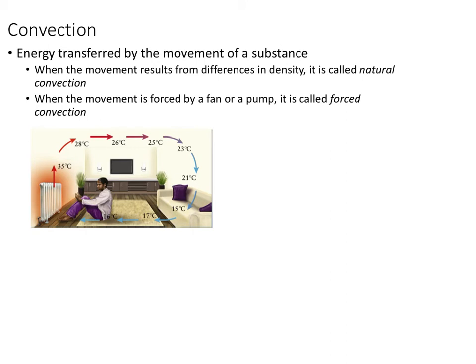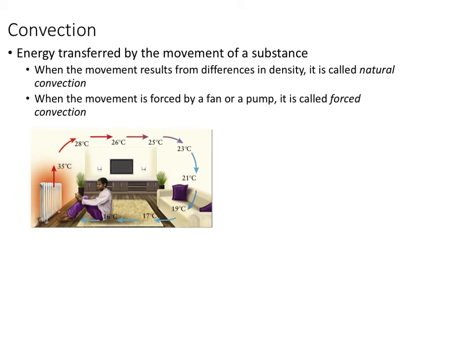The next method of energy transfer is convection. And convection is energy transferred by movement within a fluid, specifically within a fluid. And when this movement results from differences in density, it's called natural convection. So for instance, this is an example of natural convection. We have a radiator here, so we just have hot water traveling through these tubes, and this hot water, these hot tubes, your radiator, causes the air around it to get warmer.